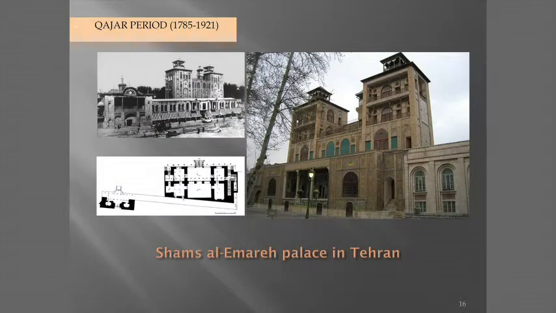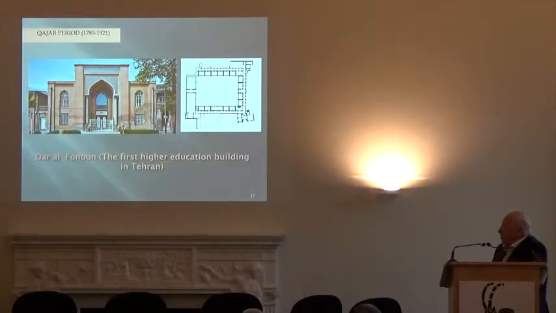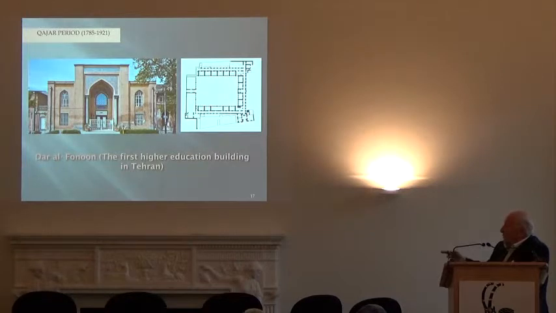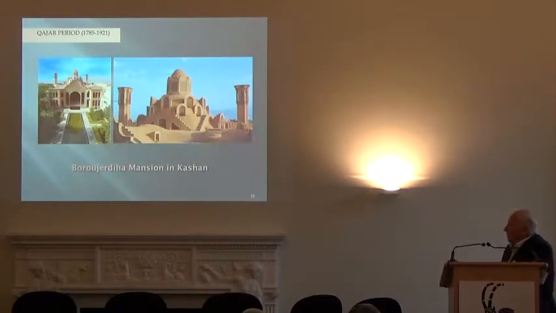Shamsul Emare, this one still exists, and this was the tallest building at that time, administrative. Also Darul Funun, which I mentioned before, is from the Nasirid period and Amir Kabir. And you can see still the influence of some European type of columns being used there, and actually the start of modernism.